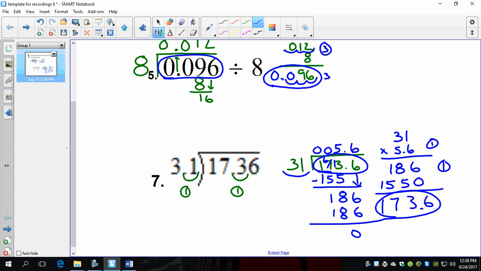One final note on moving it out. If we have 2 decimal places in our divisor, then we have to move 2 decimal places in our dividend. If we have 1 decimal place in our divisor, we move 1 decimal place in our dividend. If we have 3 decimal places in our divisor, we would have to move our decimal 3 places in our dividend. Dividing decimals can be some challenging math here.